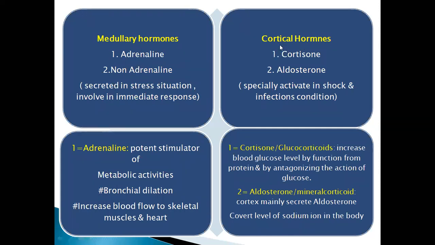Next are the cortical hormones. It means those hormones which are present in the cortex of the kidney. They are cortisone and aldosterone. These two hormones are examples of hormones. Cortisone is also called a glucocorticoid. This is cortisone, an example of glucocorticoids, which is a hormone of the cortex. And the other, aldosterone, is an example of mineralocorticoids. So these two hormones are present for the cortex region, and these two hormones are present for the medulla region.